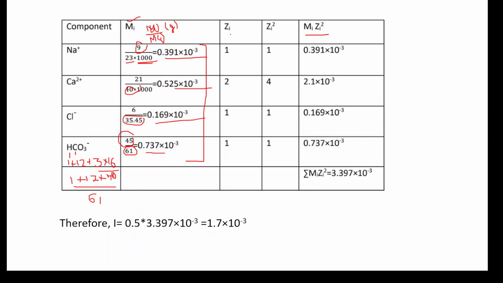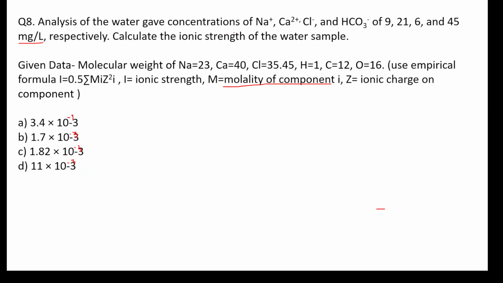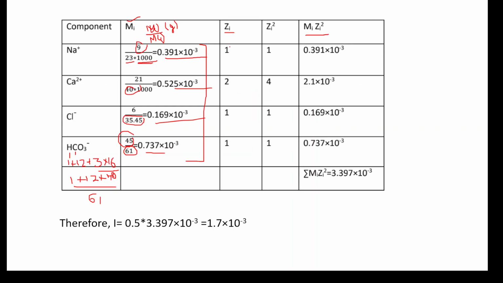And how is z_i calculated? It is the charge on the ion. For sodium we have 1, calcium we have 2, chloride we have -1, and bicarbonate we have -1. Ideally, for sodium it should be plus 1 and for calcium +2; for chloride it should be -1, and for bicarbonate -1. However, it won't matter because we are squaring it, so the signs vanish. So this is just 1 plus 4 plus 1 and 1.